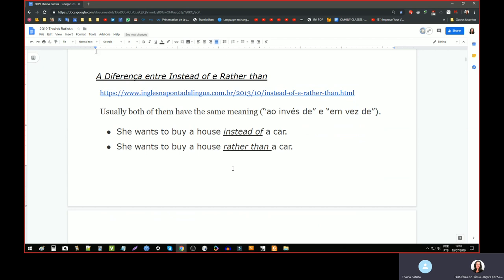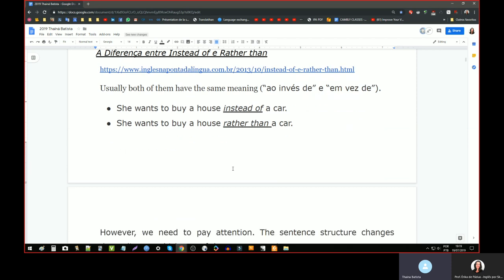Difference between instead of and rather than. Okay. Because I always get confused about how to use instead of and rather than. So basically, these two, instead of and rather than, mean the same thing. So in Portuguese, it's the same. So here the example. She wants to buy a house instead of a car. She wants to buy a house rather than a car.